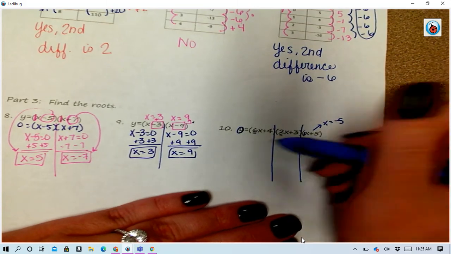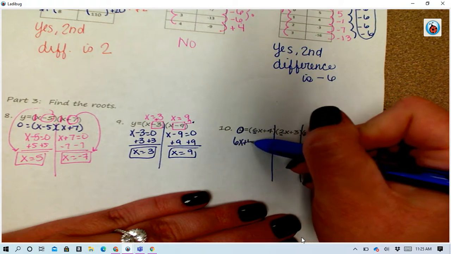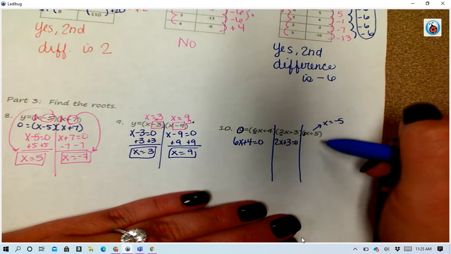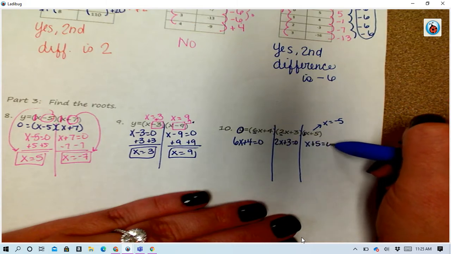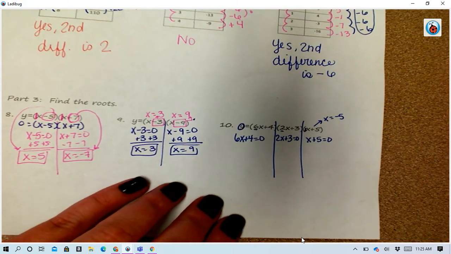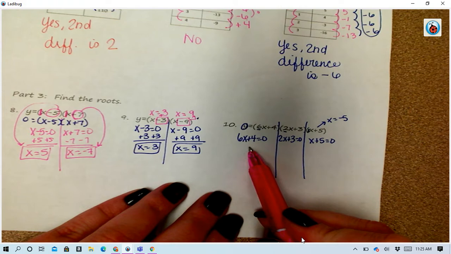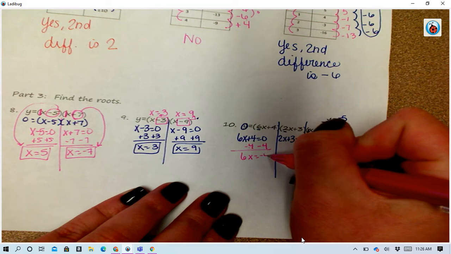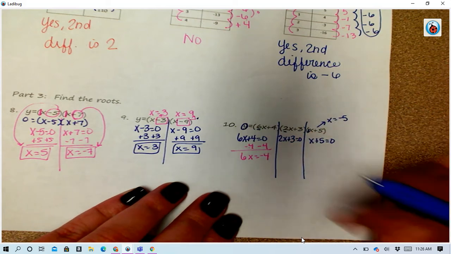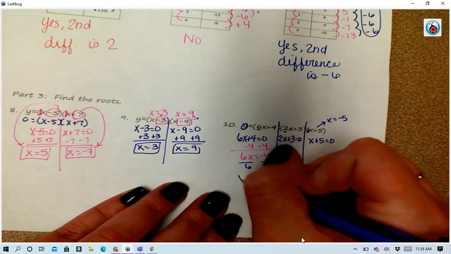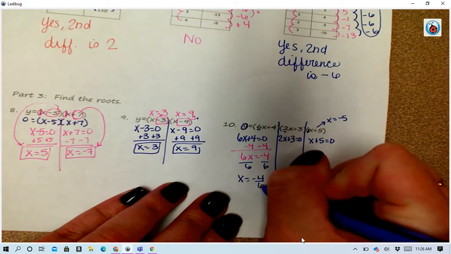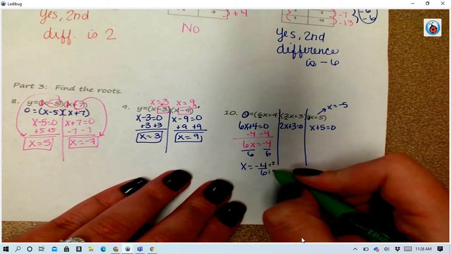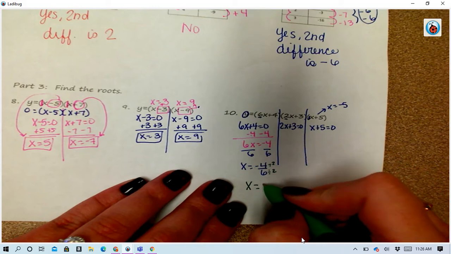Split your parentheses. So we're going to have 6x plus 4 equals 0. 2x plus 3 equals 0. And I'm just going to continue with the setting to 0 rule to find the other root. So solving 6x plus 4 equals 0, I'm going to subtract 4 from both sides. I'm going to divide by 6. So right now I have x equals negative 4/6, but that's not reduced. So I'm going to divide this by 2. So I get x equals negative 2/3.